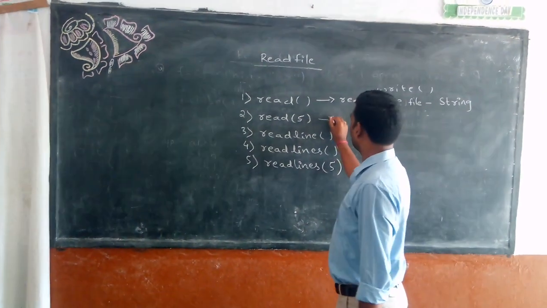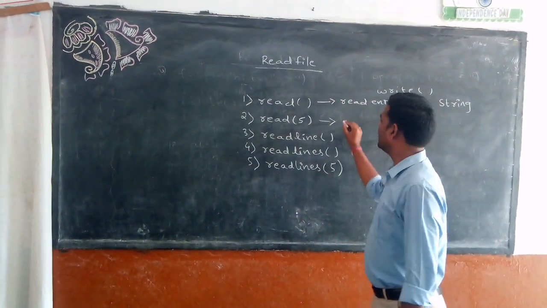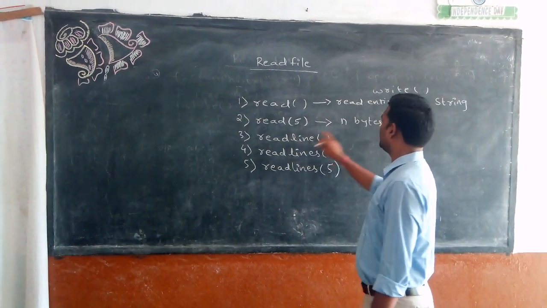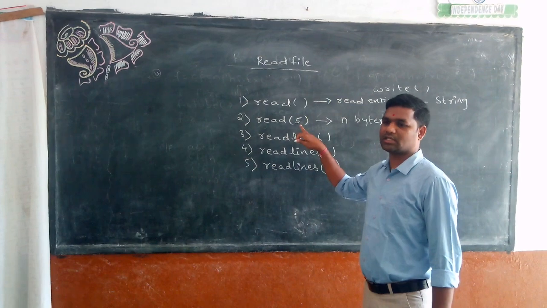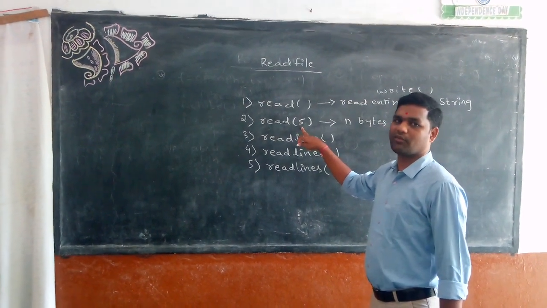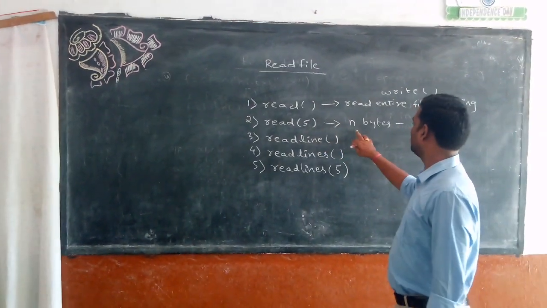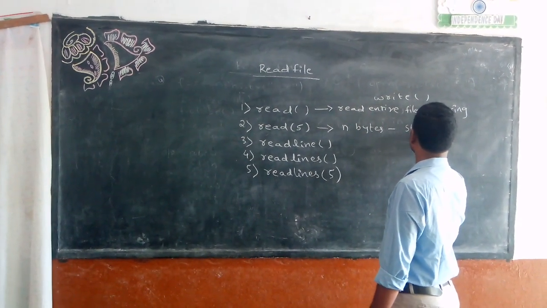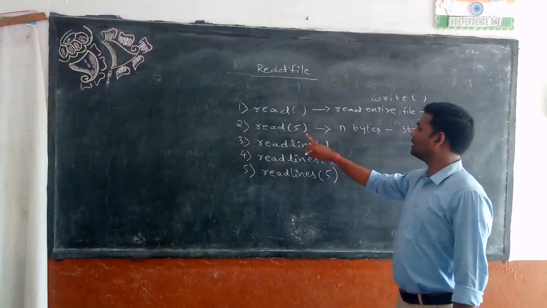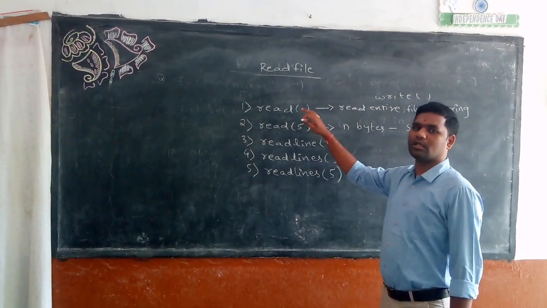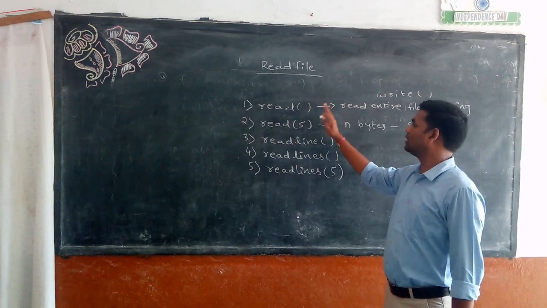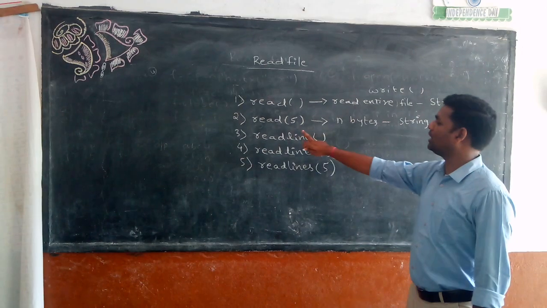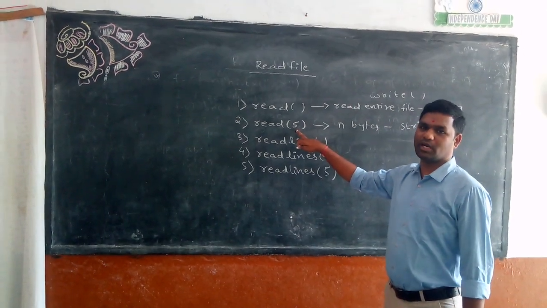And the read function with a number will read n number of bytes. Whatever number you pass into this read function, either 5 or 4 or 3, it reads that many bytes, and the return type is a string. So that's the difference between read and read with a number. Read will read all the bytes, that means till the end of the file, all the characters of the file, the entire file as a string, and here it will read only 5 bytes, n number of bytes.